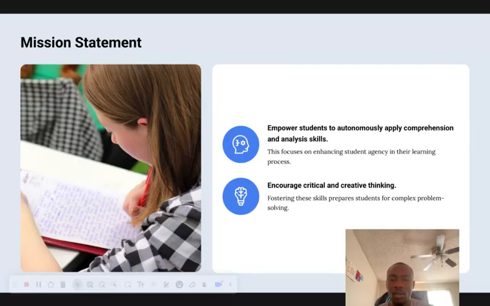And our mission in all this is to empower students to autonomously apply comprehension and analytical skills, and to focus on enhancing students' agency in their learning process. Also, we want to encourage critical and creative thinking abilities, and fostering these will prepare students for complex problem solving, not just to memorize and write standardized tests, but to be able to apply whatever they've learned in the classroom in real life situations to solve problems.